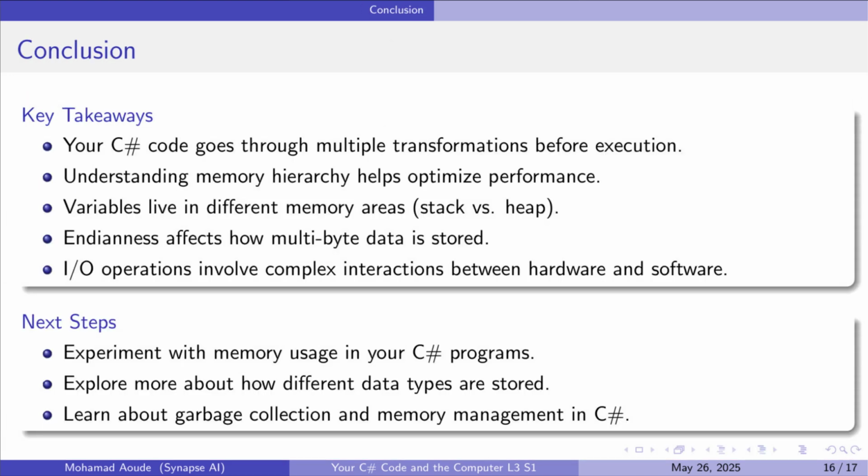That wraps up session 1 of week 3. Today you learned how C# code becomes machine code, how the CPU and memory cooperate, and how text and numbers are actually stored. For your next steps, experiment with memory allocation in small test programs and dive deeper into the garbage collector's behavior in C#.